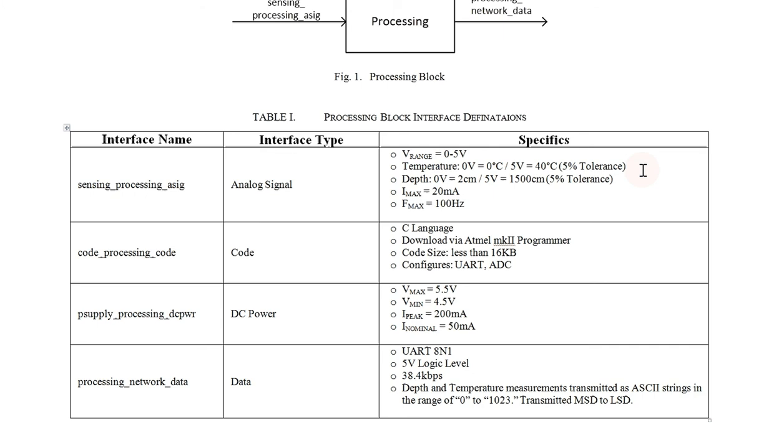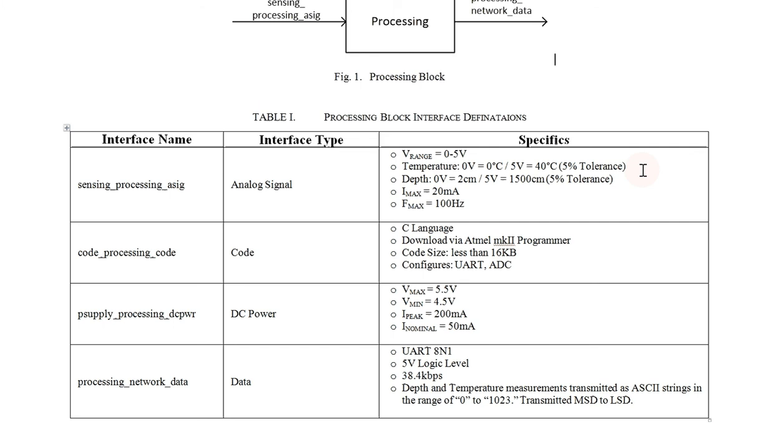This essentially is indicating the output impedance of the system. So what this is saying is that the processing block, which is the one we're working on now, needs to be designed in such a way that when this interface is connected, it does not draw more than 20 milliamps. And that's something that you can test.